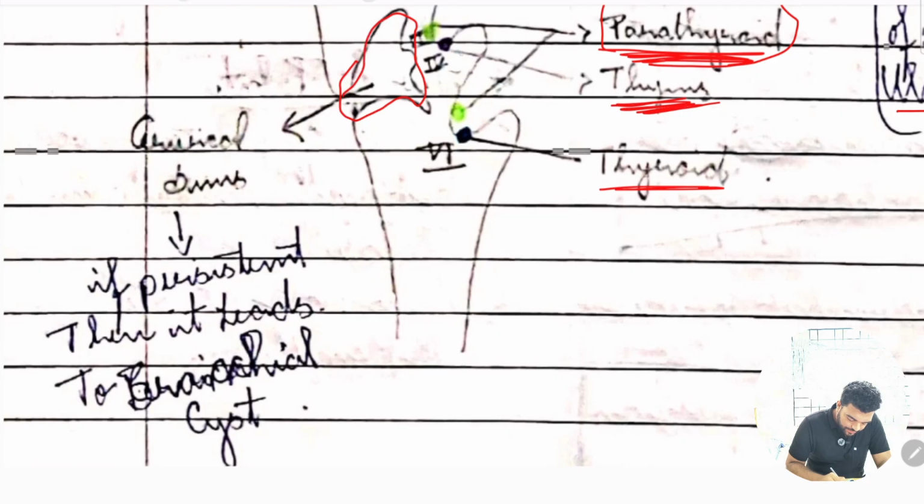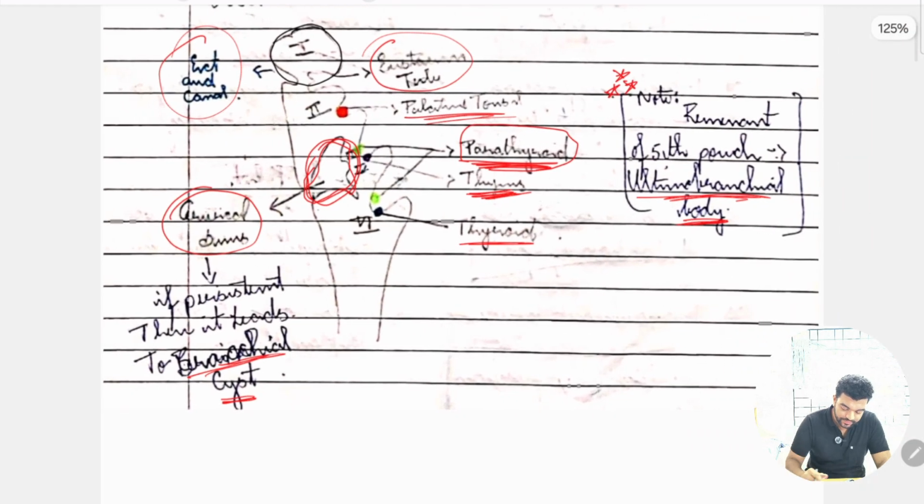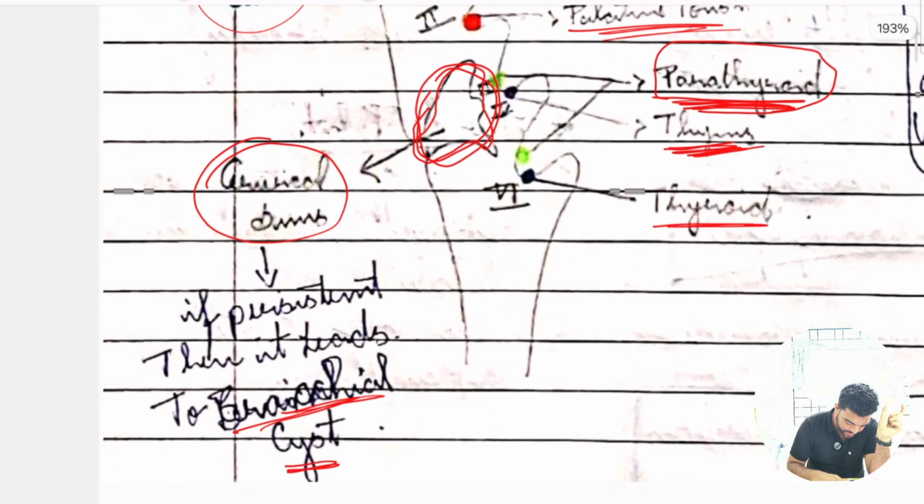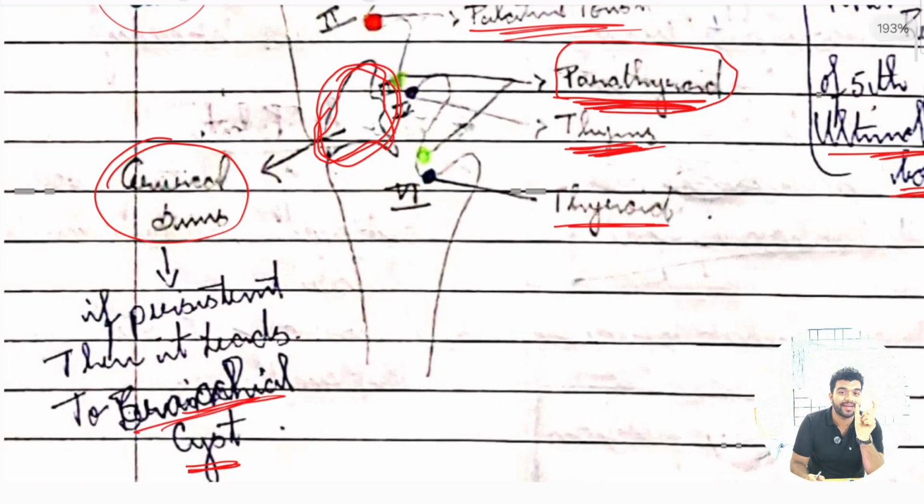On the cleft of the third pharyngeal arch, I was telling you, on the inside it was forming parathyroid, but on the outside, if this cleft remains, then it is going to form something known as cervical sinus. Okay, it will lead to branchial cyst. If the fifth pharyngeal arch is persistent, then it was going to be ultimobranchial body, whereas in the third one, if it is going to be persistent, then it is forming branchial cyst.